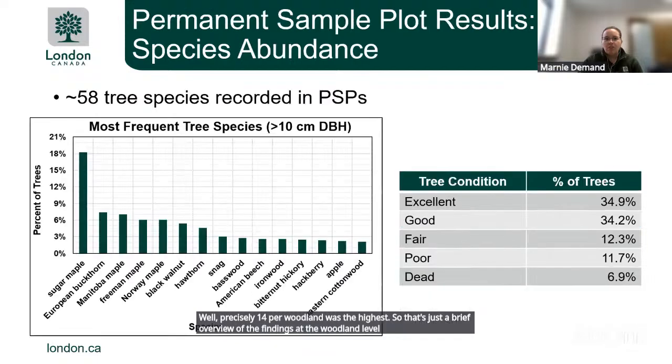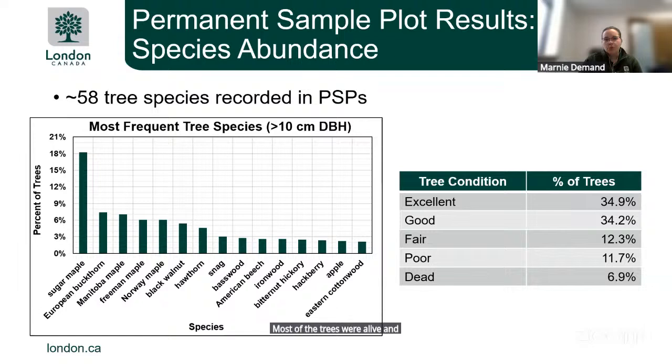At the plot level, we had trees. Here is a graph of the most common tree species. So we had a lot of sugar maple and Freeman maple, as well as invasive species, including buckthorn, Manitoba maple, and Norway maple were very prevalent. Most of the trees were alive and in good health. There were some dead ones.